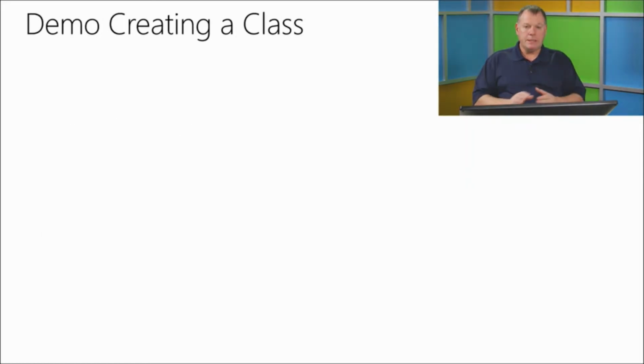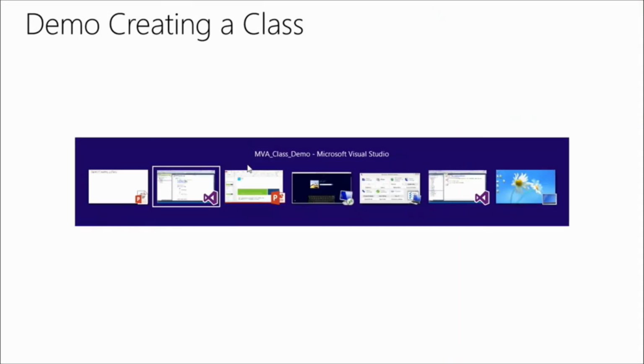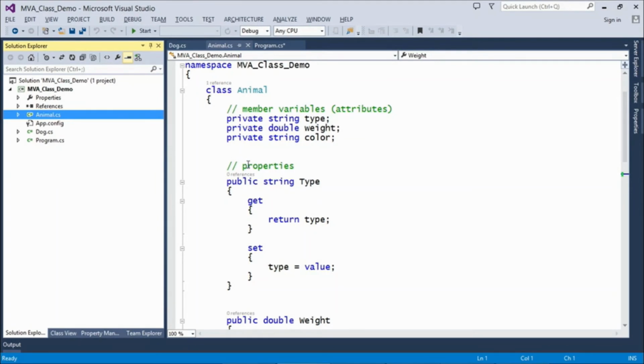So let's go ahead and take a look at what a simple class looks like in code. We'll switch over here to Visual Studio. And what we've done here is actually modeled that animal class that we had on the slide, and we've written it in code. So we have the name Animal as the name of the class. And we have things known as member variables. Again, we talked about the data or the attributes. That's precisely what these are. So we've implemented color, weight, and type.